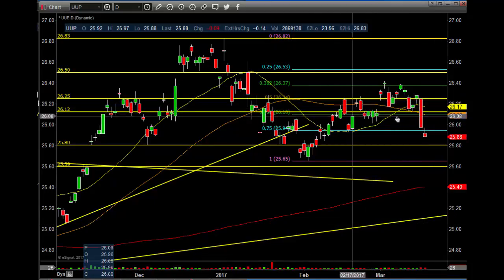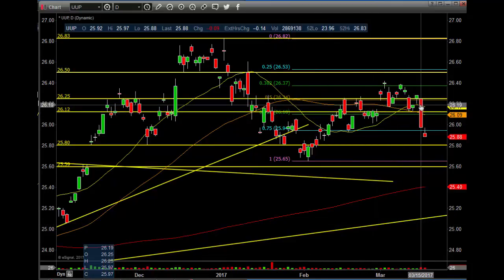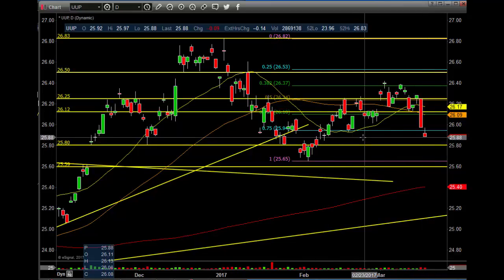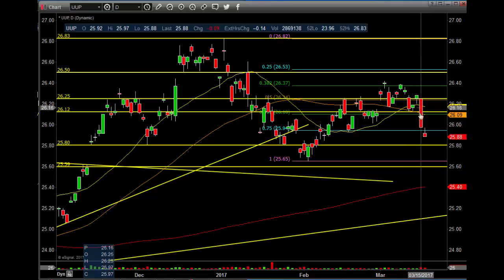Right now, though, nothing wrong with this thing still. We are below the MAs, but we're still holding the 200. We're right into these gap fills coming up, these little pivots. So let's see if this holds.